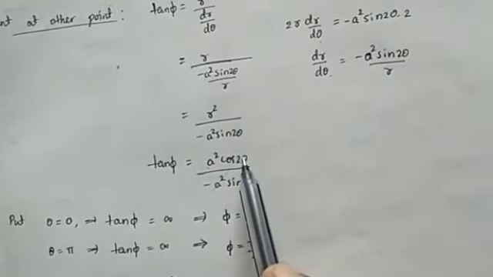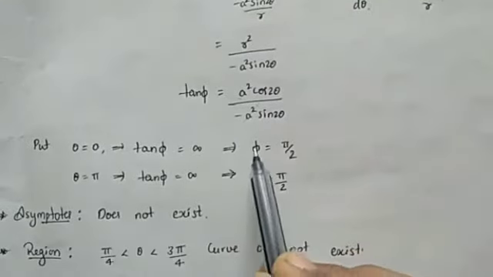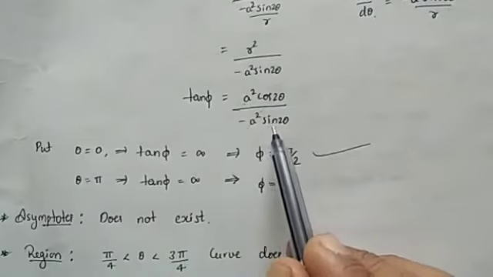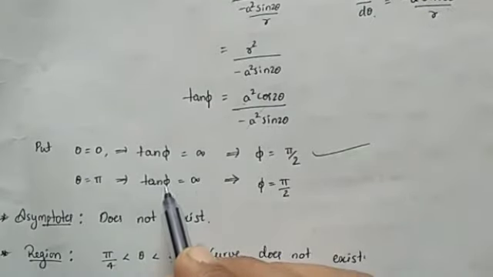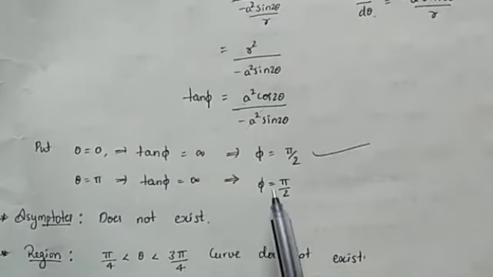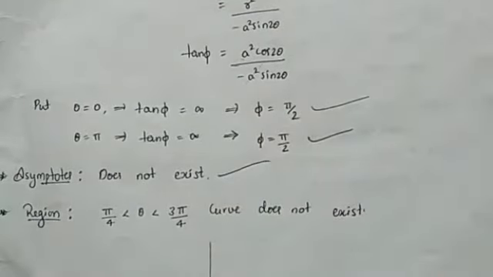We put theta equal to 0. We get tan psi equal to infinity. So the psi value is pi by 2. Next, we put theta equal to pi. We get tan psi equal to infinity. So this implies psi is equal to pi by 2. The next point is the asymptotes. Asymptotes do not exist.